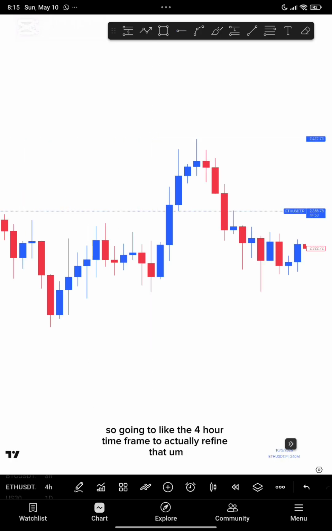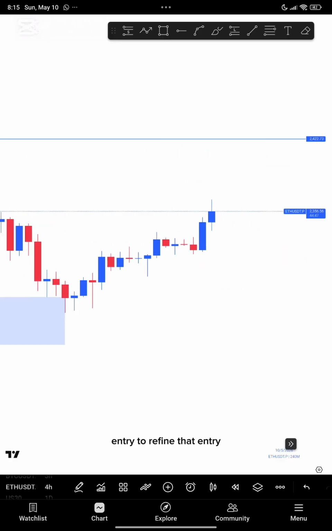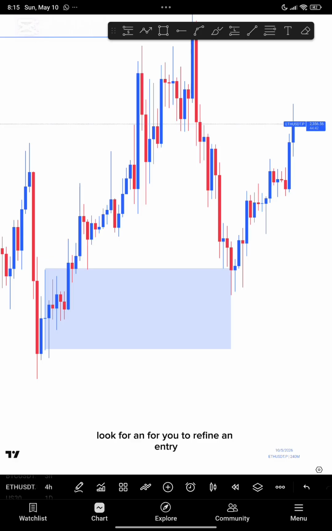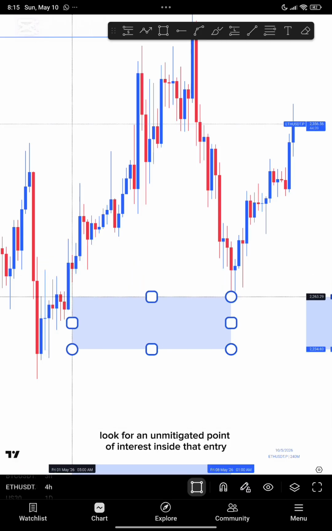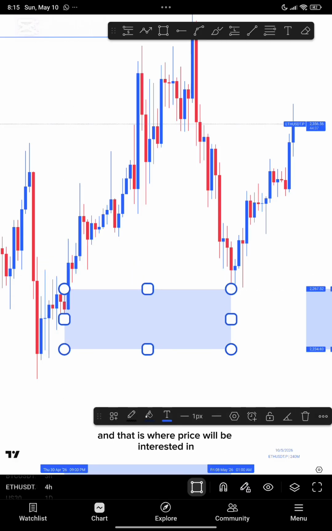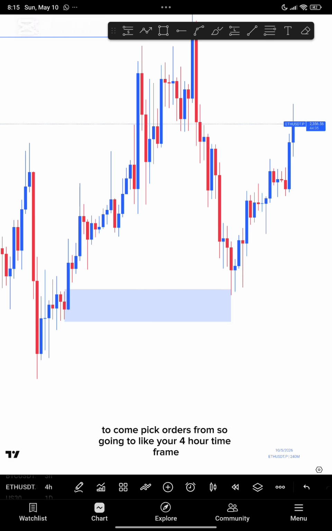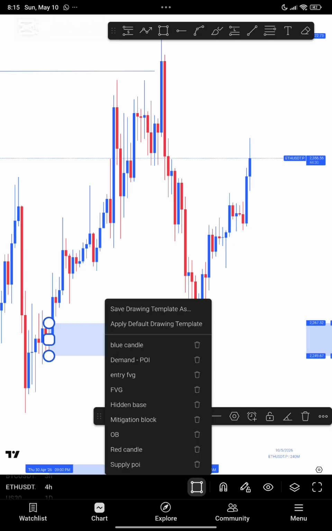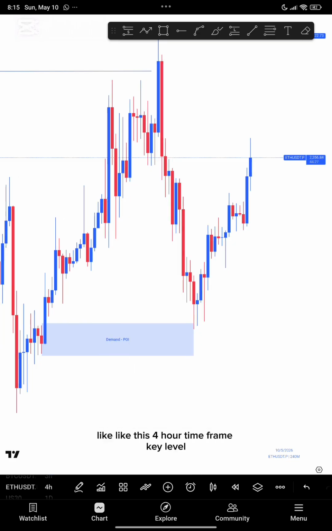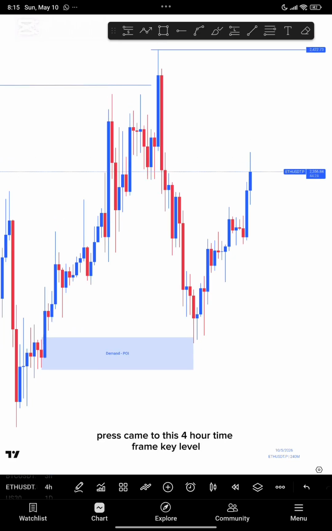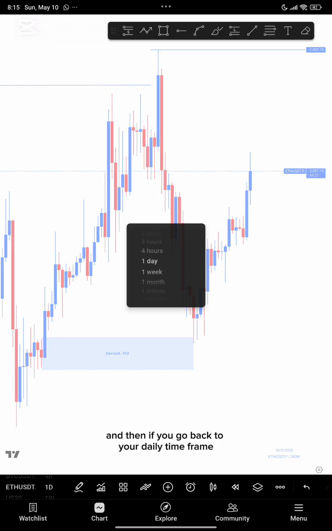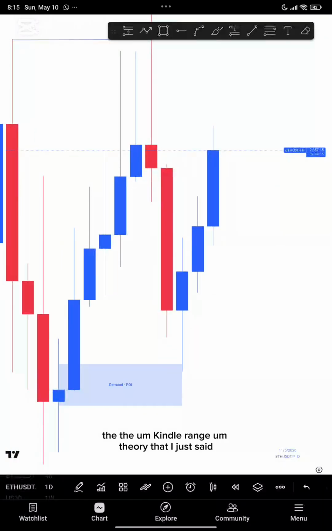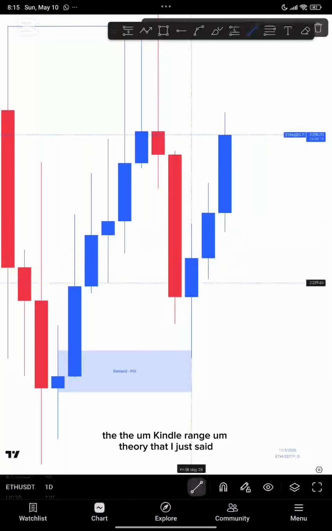So going to the 4-hour time frame to refine that entry. To refine an entry, look for an unmitigated point of interest inside that zone, and that is where price will be interested in coming to pick orders from. Because see, price actually came into this 4-hour time frame key level, and then if you go back to your daily time frame, you could see that we have the candle range theory that I just said.